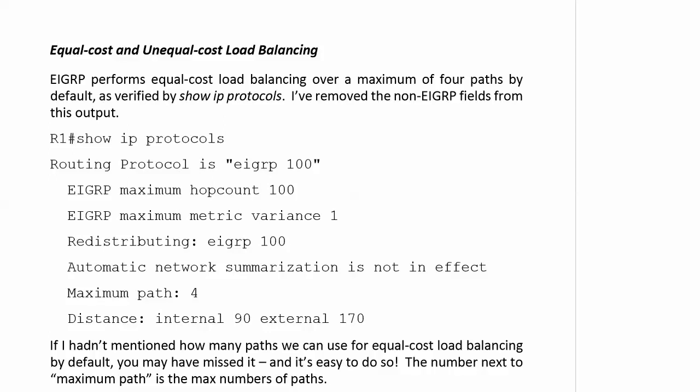The one I wanted to bring to your attention here, though, is that maximum path 4. That's how many paths EIGRP is going to use for load balancing by default. And the number next to maximum path is the maximum number of paths that it can use. You can see the default is 4. You can change that default with the maximum paths command.